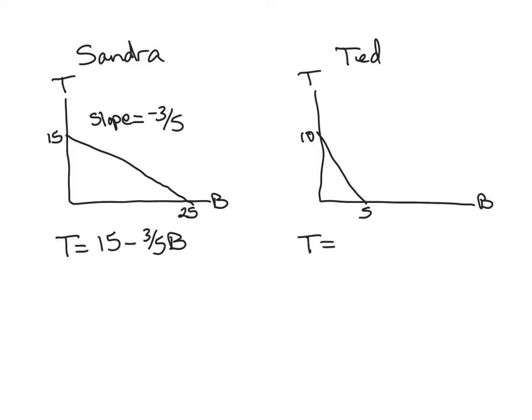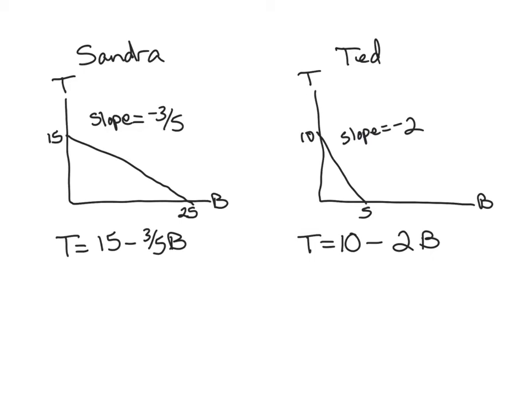The maximum amount of tacos Ted can make is 10. And then for every beer he makes, he's going to give up the opportunity to make 2 tacos. So the slope of the line here is -2.